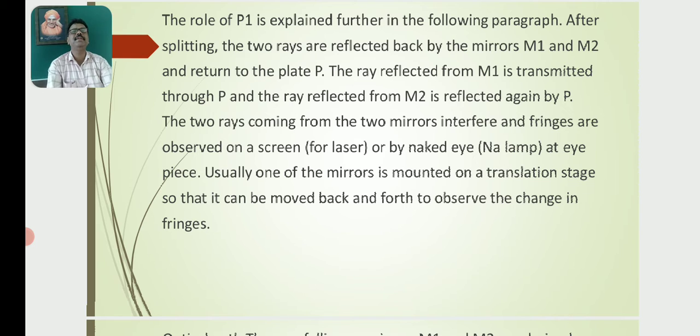So the role of P1 is explained further in the following paragraph. After splitting, the two rays are reflected back by the mirrors M1 and M2 and return to the plate P. The ray reflected from M1 is transmitted through P and the ray reflected from M2 is reflected again by P. The two rays coming from the two mirrors interfere and fringes are obtained on the screen.